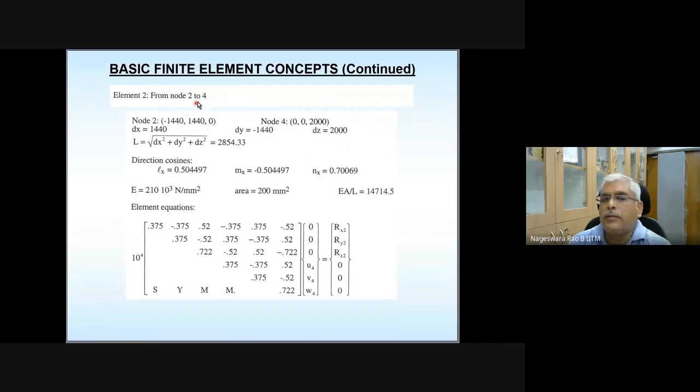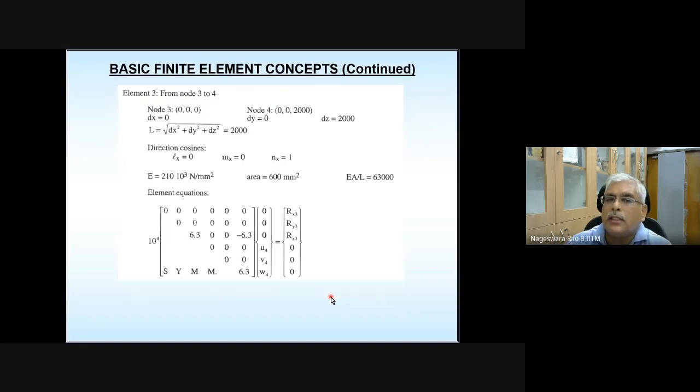Element 2, local node 2 is again global node 4. Consistently it is taken. So element equations for element 2 are also assembled, and there are 3 elements here. So third element, for that also local node 2 is same as global node 4. So you assemble this one.